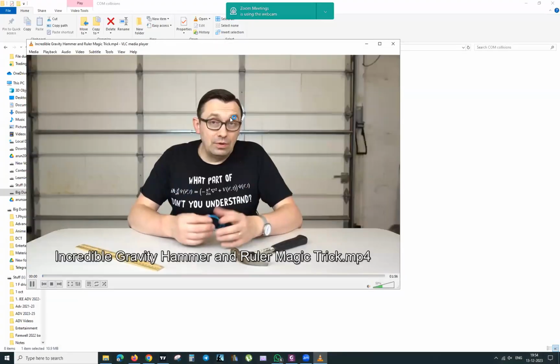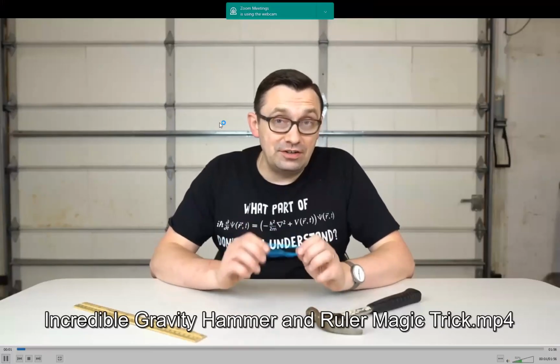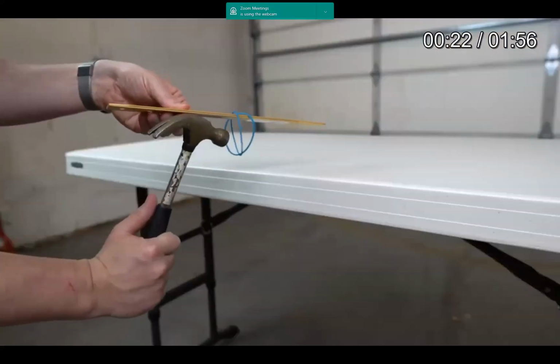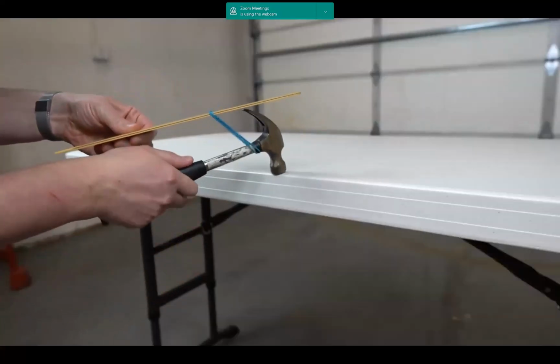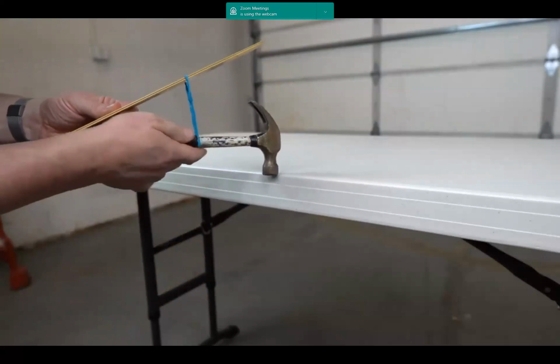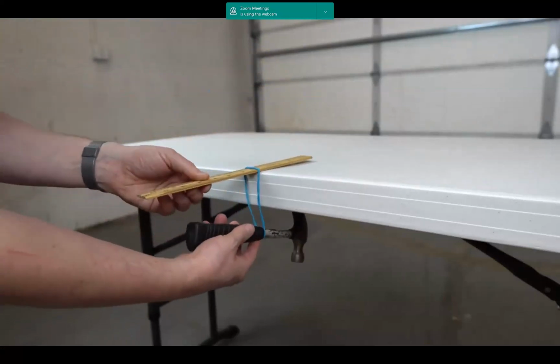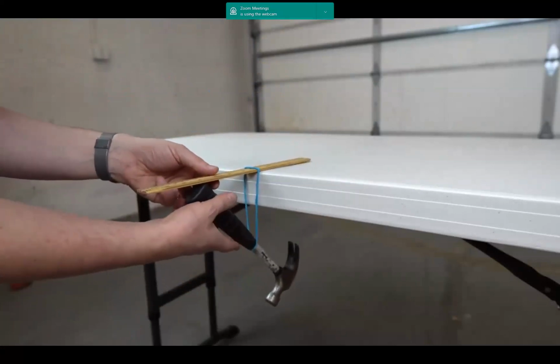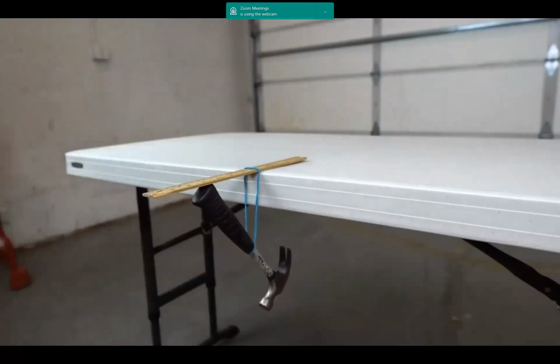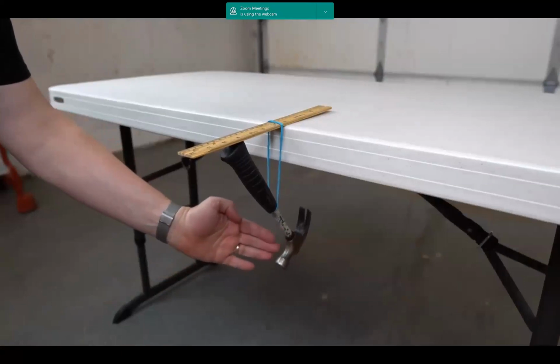It's even more fun. In this video I'm going to show you another cool demonstration. It's extreme. I take the hammer and put it through the rubber bands, and I'm probably going to do it this way because it's just easier to hold this way. Check this out. The hammer is hanging.